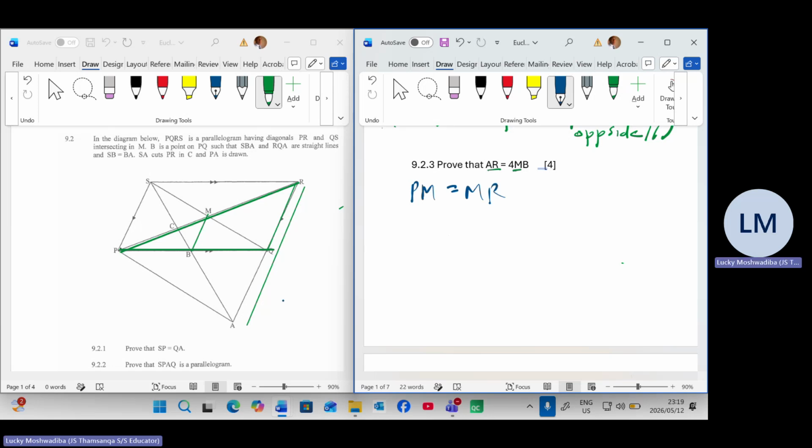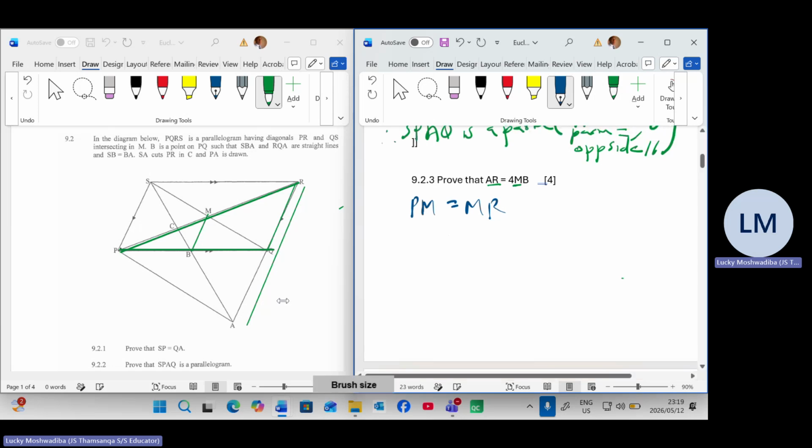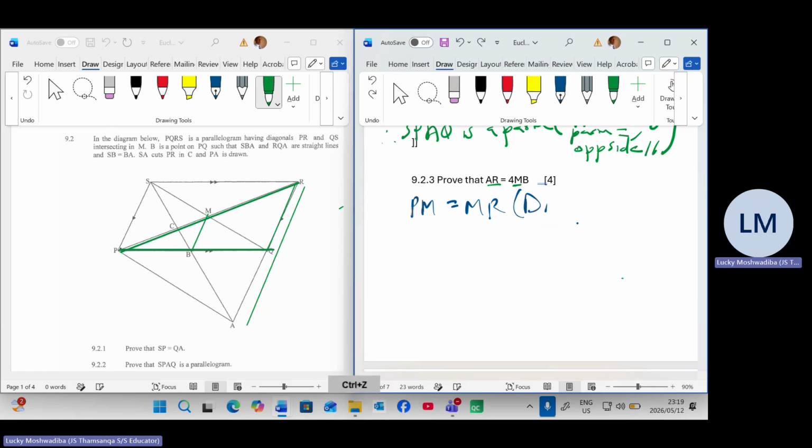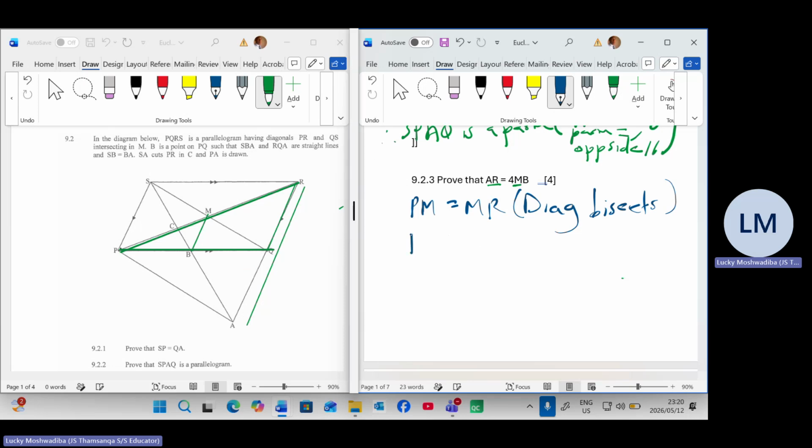Remember, we were told that PQRS is a parallelogram, right? So that means PM is equal to MR. Those are the diagonals. Diagonals of a parallelogram bisect. What else can I point out here? Can I point out that PB is equal to BQ? Can I point out that? Definitely, I can point out that.